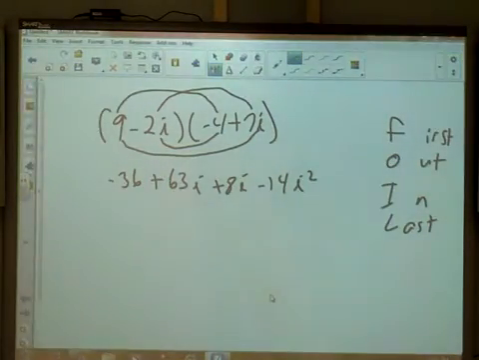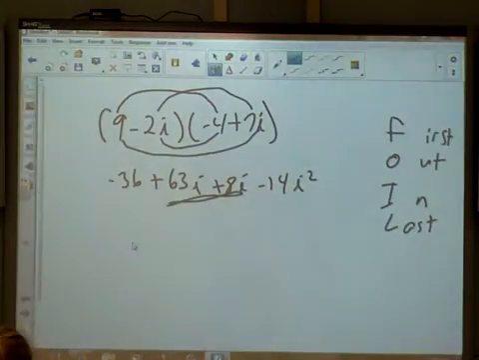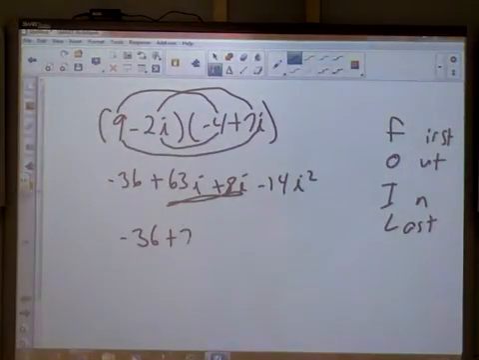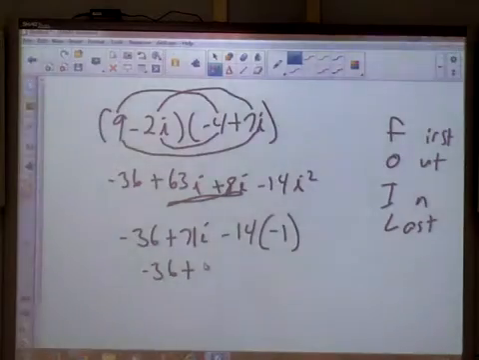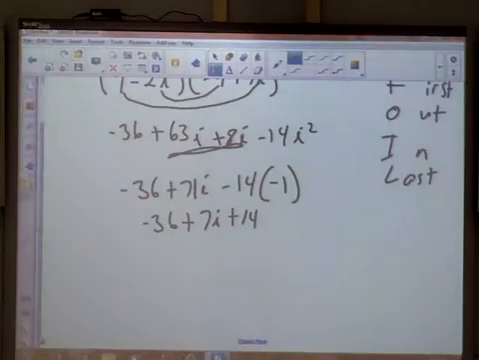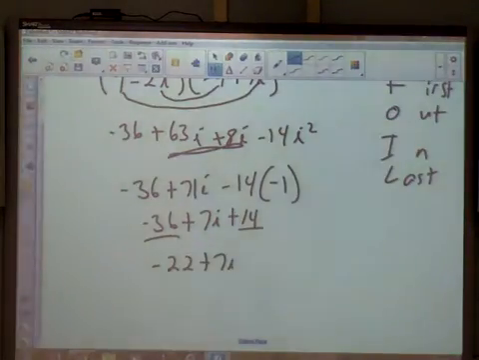Now, just like in normal FOIL with no i's, 95% of the time you can combine your like terms in the middle. 63i and 8i, 71i. Now over here with this negative 14i squared, what's i squared the same as? Negative 1. So that negative 14 times negative 1 now makes it a positive 14. And I got another piece of like terms to combine now. What's negative 36 plus 14? There's your answer.